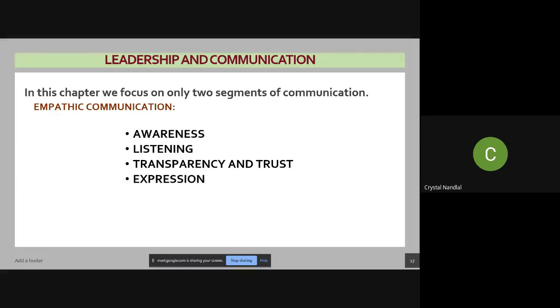We must be able to have expression. Expressing yourself is the best way to communicate with someone or persons because expression reveals true emotions. And when people are exposed to your true emotions, you tend to win more hearts, not so? What do you think? Yes, yes.